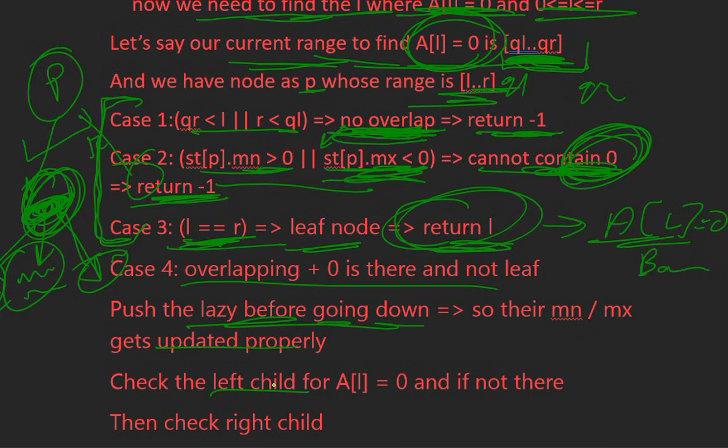When we check the child for A of L equal to 0, if lazy is not updated, then they may give us a wrong answer. So we have to update the lazy first, and then we check the left child for A of L equal to 0. Suppose we don't get any answer from the left child, then we will be checking the right child of this node.